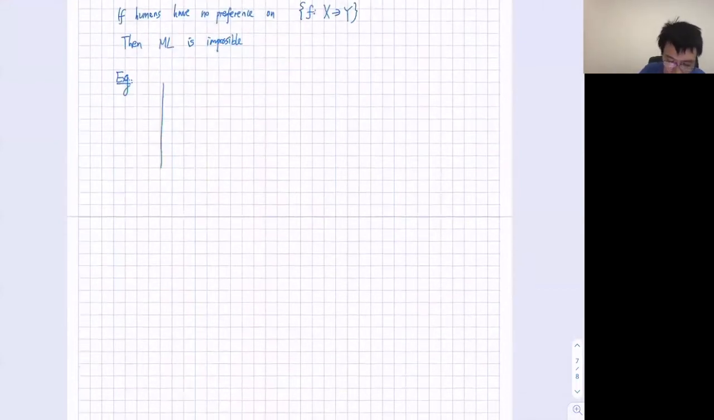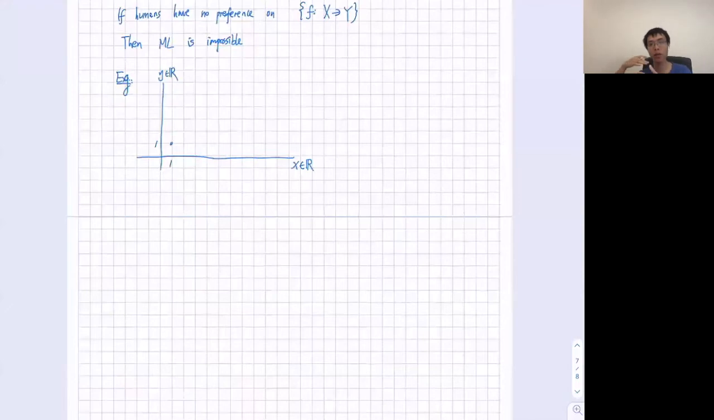How about my training set is like this? So X is one-dimensional space, X is R, and Y is also R. So the input is a real number and the output is also a real number. So I have some samples like this: 1, 2, 2, 3, and so forth. So I have a few samples. These are all my samples.